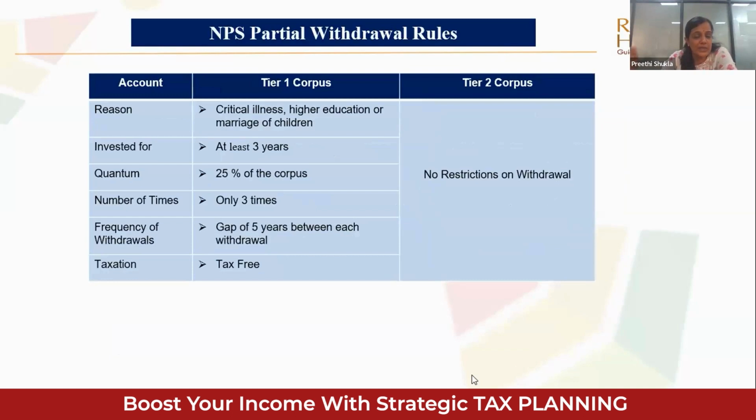There's no restriction for withdrawal under the Tier 2 corpus, but under the Tier 1 corpus, under conditions like critical illness, higher education, or children's marriage, you are allowed to withdraw, but only 25% of the corpus. There can be only 3 such withdrawals, and there should be a gap of at least 5 years between each withdrawal. So there are a lot of restrictions while taking money out from NPS, which is actually good in the long run because we will also plan better.